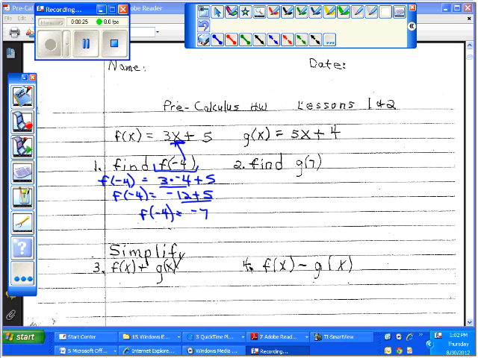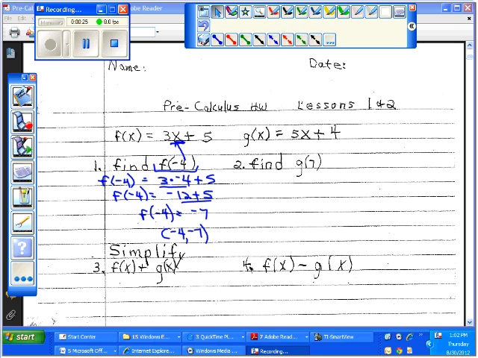If we wanted to write that as an ordered pair, then we would say when x was negative 4, y was negative 7, right? If we wanted to write it as an ordered pair. Any questions on number 1? So we're just learning basic function terminology here. Okay? You don't have to write it as an ordered pair. We just need to know that you could write it as an ordered pair.